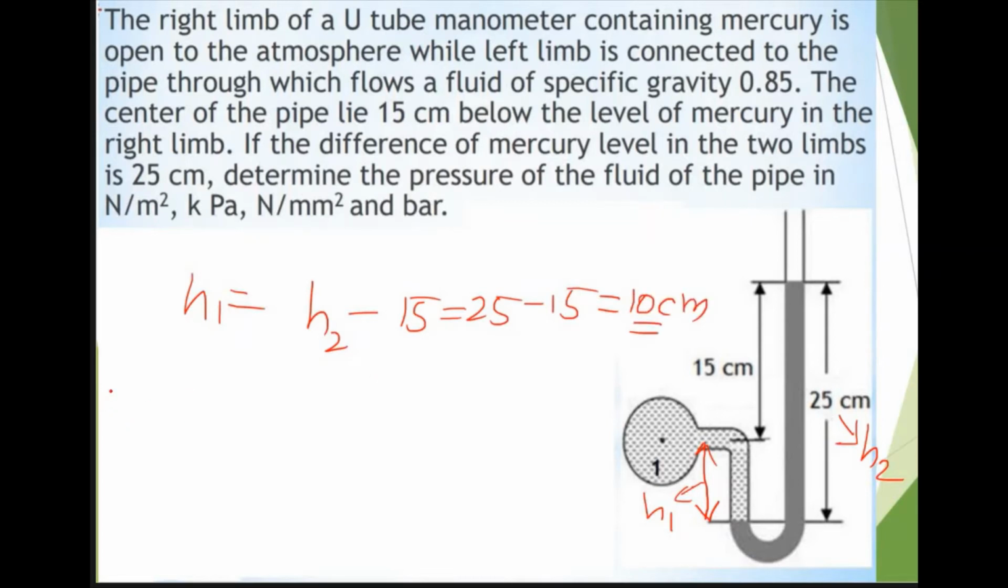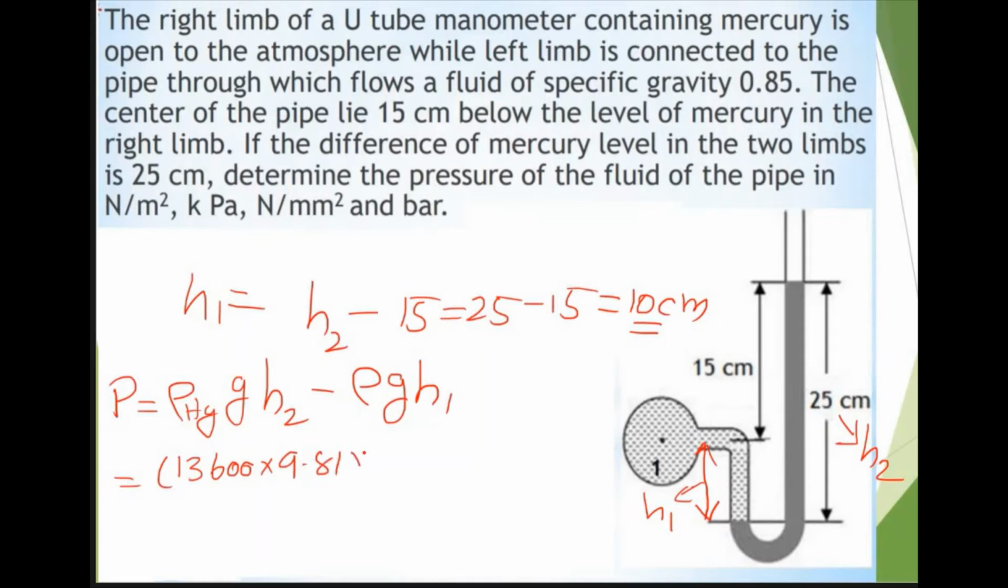So we are calculating the pressure of fluid flowing through the pipe. P is equal to rho Hg G H2 minus rho G H1, which is equal to density of mercury 13,600 into 9.81 into H2. 25 centimeter, we can't take it in centimeter, so we consider it in meter, 0.25 meter, minus 1000 into, sorry, it's not 1000.